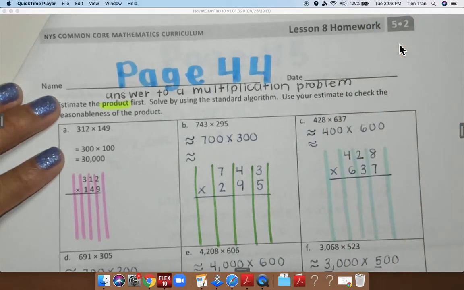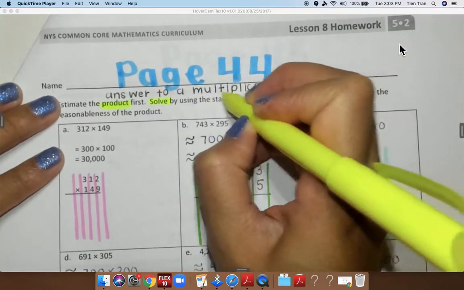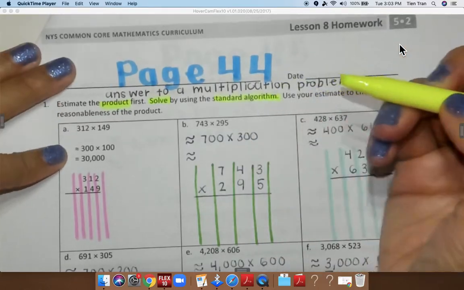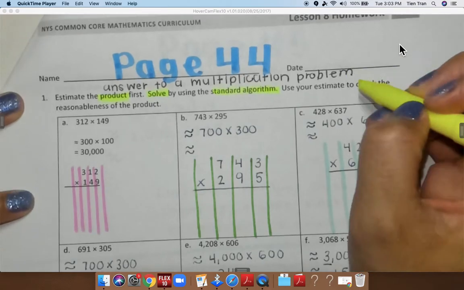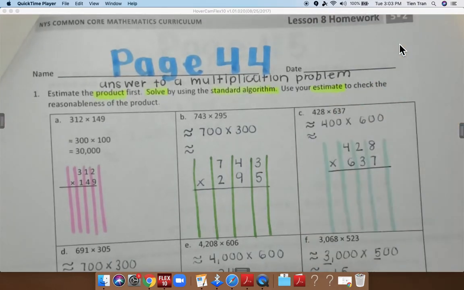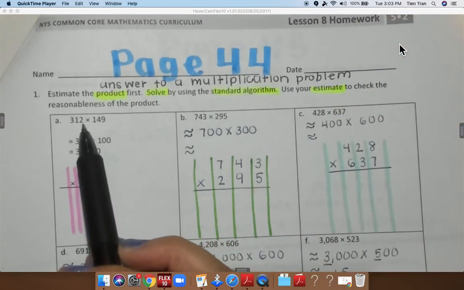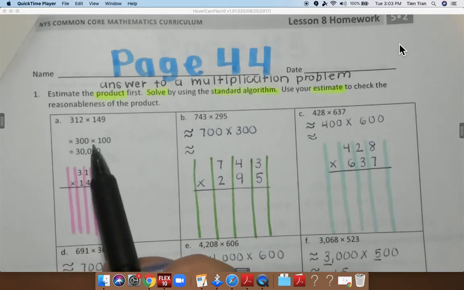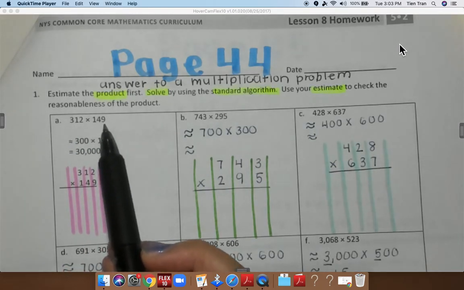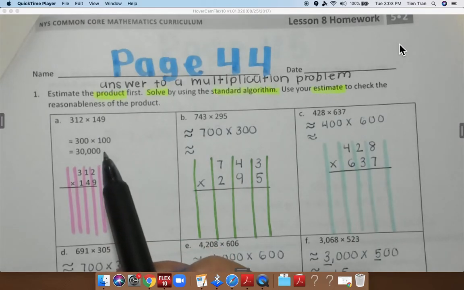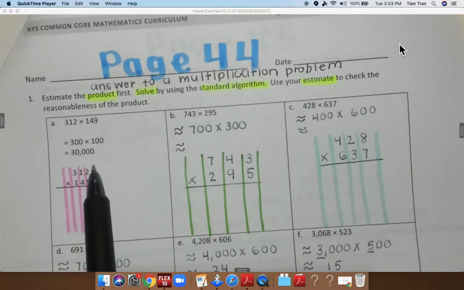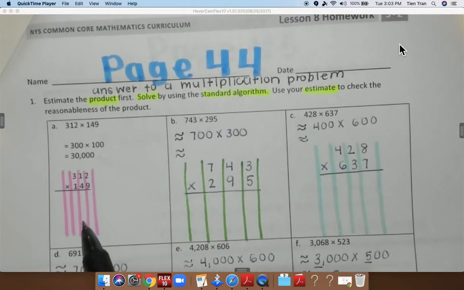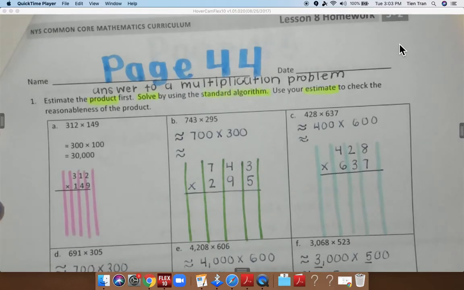Now, they're asking you to solve by using the standard algorithm, and then you need to make sure that you're estimating to check the reasonableness of the product. For example, if I round the number 312 to 300 as a whole number and 149 to 100, and when I multiply those two numbers together, I get 30,000. So that means that my exact amount should also be around 30,000, okay?